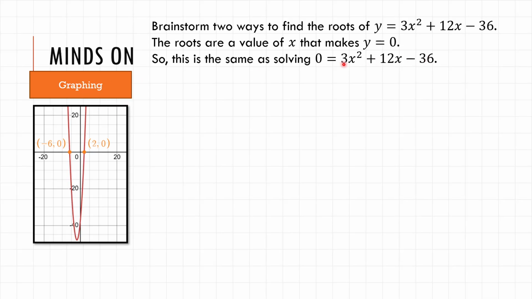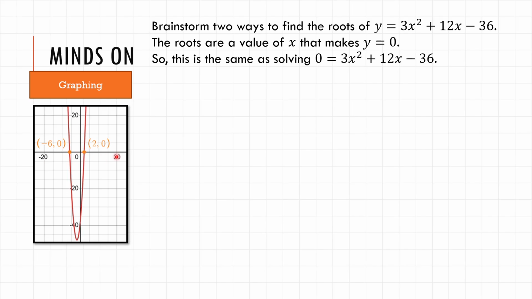If you were to graph this quadratic right here, that would create a parabola. And then you can very easily look at, hey, when does y equal 0? That's on the x-axis. And these 2 points are the values of x that make y equal 0, -6 and +2. And there you go, you're done.